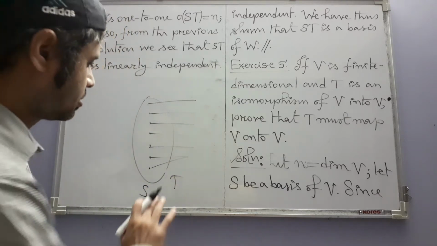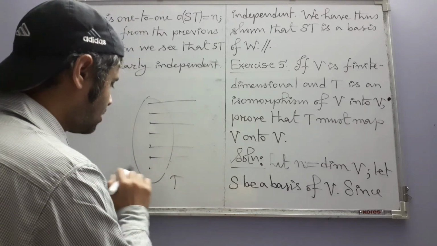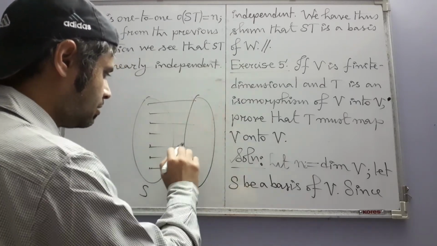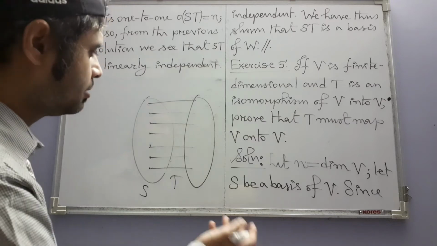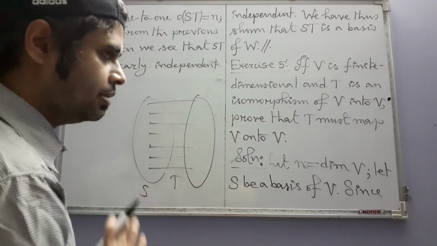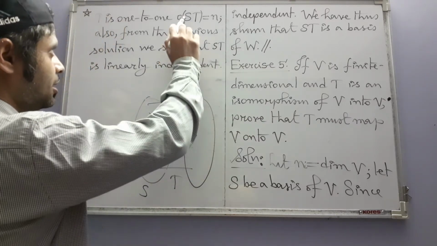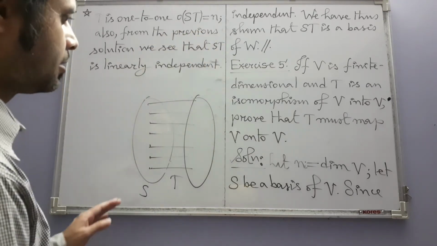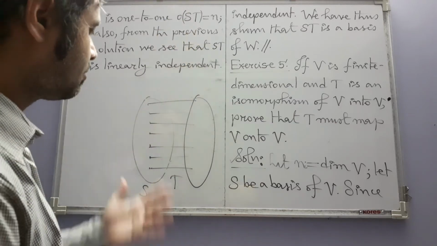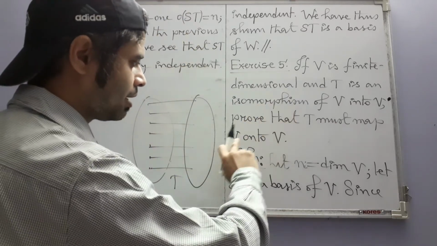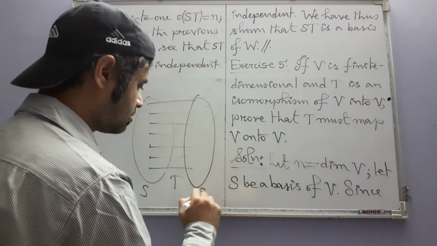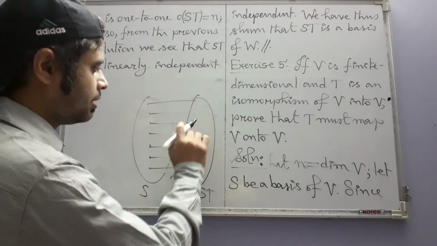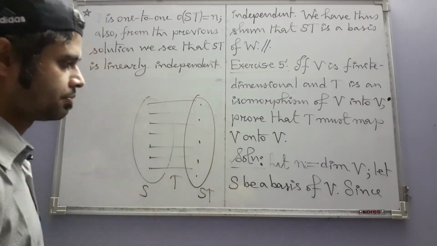No chance of reduction. Whatever number of elements we have in S, an equal number of images you will get by T. That is why the image ST also has n elements, and the image of ST is in V, because our function T maps V into V. It is some set in V which has n number of elements.